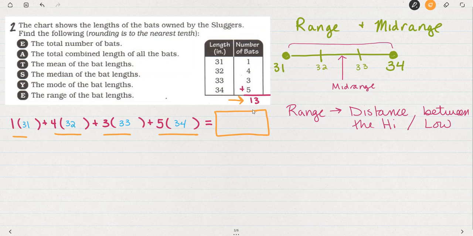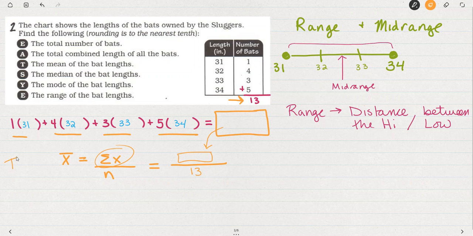The mean of the bat lengths. To get the mean, we're looking for x bar. I'm going to need to have the total length all together and divide by the number of bats. So the total length altogether is what we found in this square. So we'd put that here as the total summation of all the x's. And then how many bats are there? We've already determined that there were 13 bats total, so we would divide by 13. And that's going to give us the mean of the bat length.